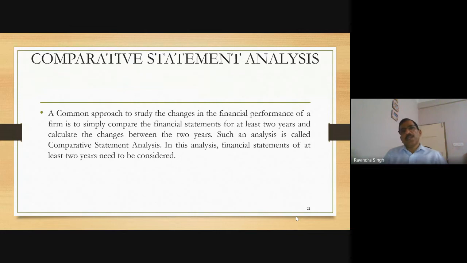We, living in a colony, also compare with our neighbors, that what they are doing, what they are bringing, how they are decorating their main gate, and we also think that whether we can do it or not. So comparison is a common phenomenon. सार को गही रहे थोथा देइ उड़ाय. Whatever is good, please adopt it. Which is not suiting to you, just neglect it. Such an analysis is called comparative statement analysis. In this analysis, financial statements of at least 2 years need to be considered of different concerns.